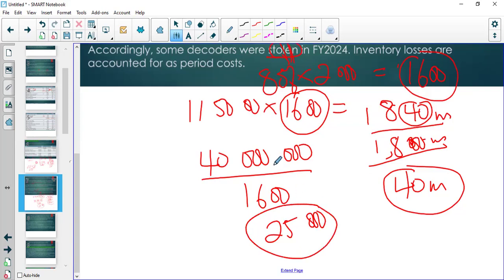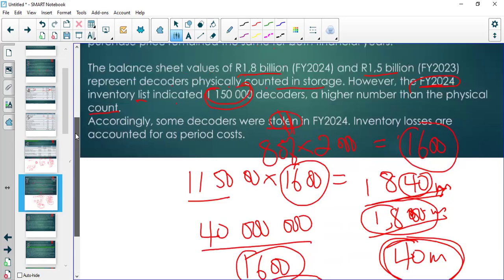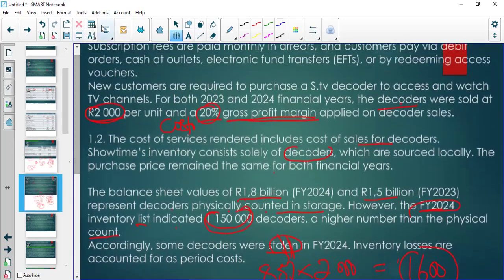All right. Because if we had everything in stock, then the value was supposed to be 1.84, but we only have 1.8. So we are missing 40 million worth, each at 1,600. So that will come down to 25,000 decoders. I don't even know if that is what the lecturers wanted, but from what I looked at, this was what I could do.